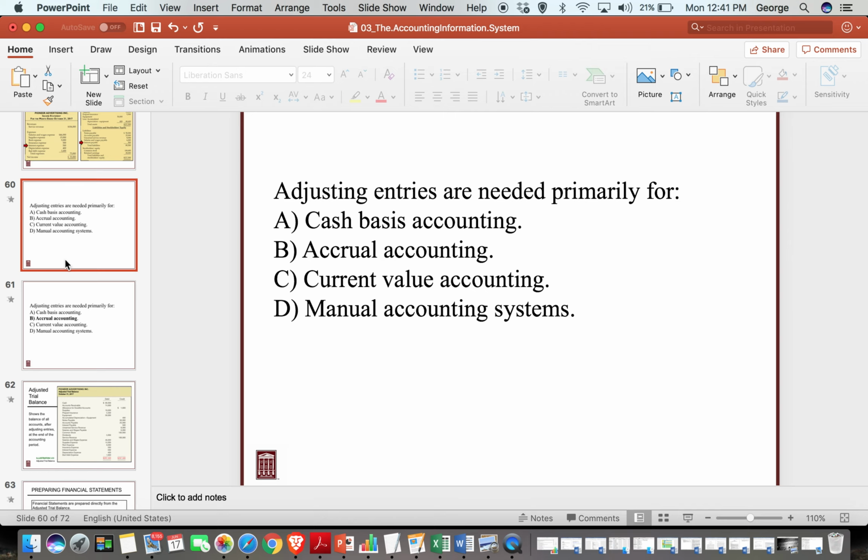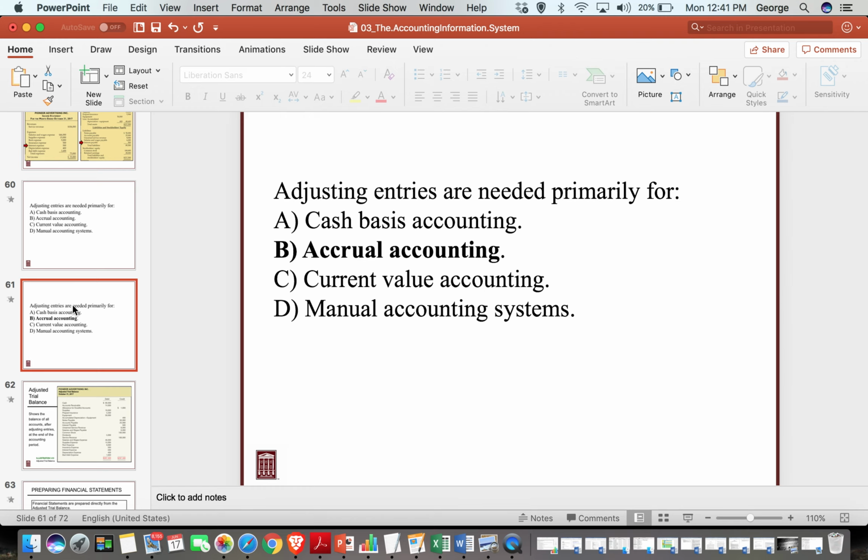So adjusting entries are needed primarily for accrual accounting. Yeah, they're accruals, and they're needed for accrual accounting. We call it accrual accounting because some transactions are not on a cash basis. Like an account receivable transaction, right? I sell product for $100. I debit account receivable, credit sales. It's not a cash basis transaction.